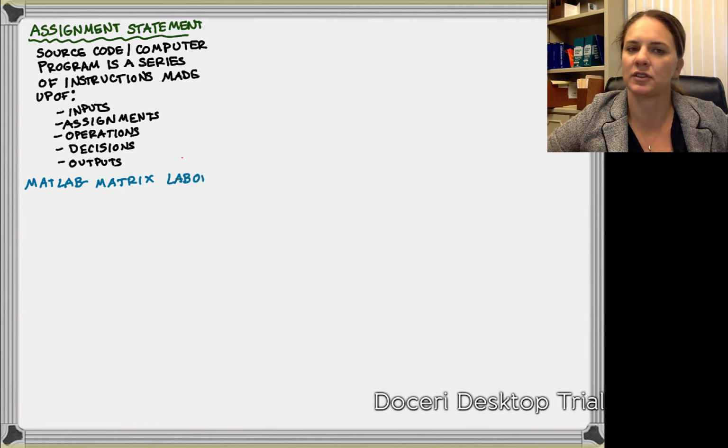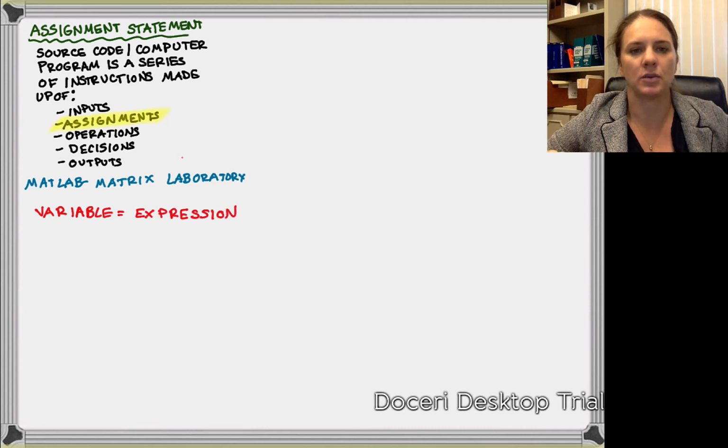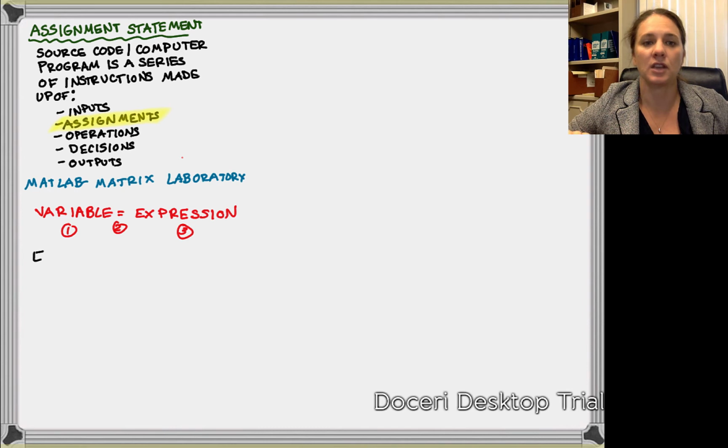But let's talk just for a second about Matlab. So Matlab, again, is the program we're going to be using this quarter, and that stands for Matrix Laboratory. And let's look at how we make assignments in Matlab in particular. So it looks always like this: variable equals expression. And that equal sign is something that is different between computer programming languages, but in Matlab it is the equal sign. So there's three parts here: the variable, the equals, and the expression.